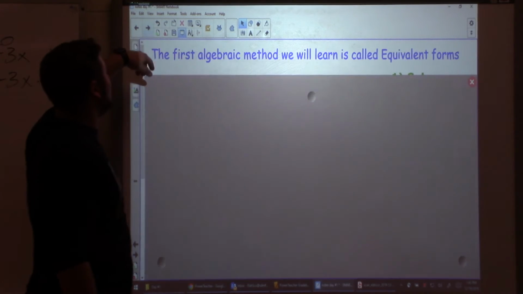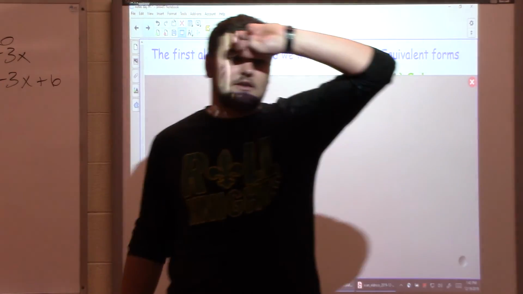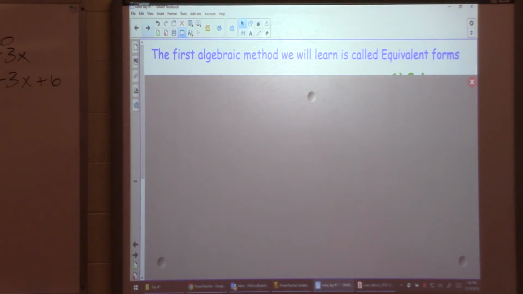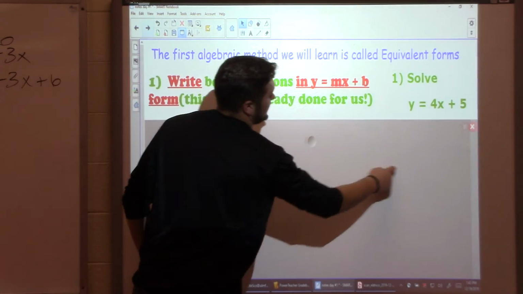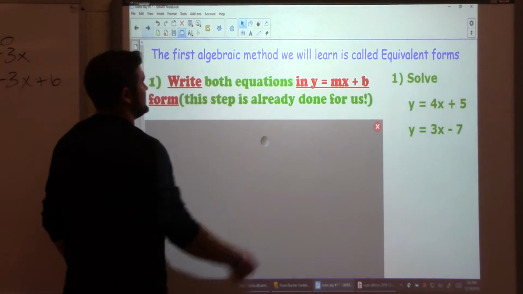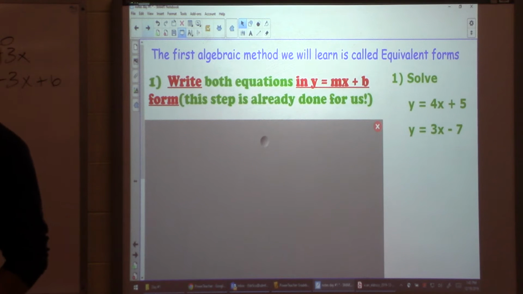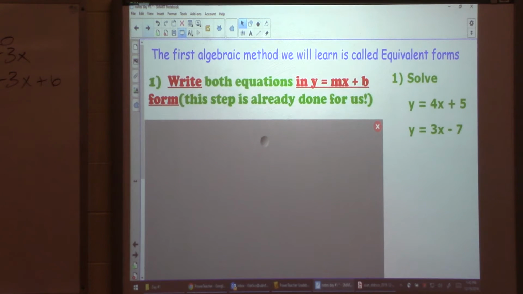Alright, so, guys, quiet. So, we're going to learn two algebraic ways. So we just talked about graphing. Two algebraic ways. First one's called equivalent forms. What you're going to do is write both equations in y equals mx plus b form. Now, 99% of the time, this will be done for you. They'll both be equal to the same thing, either it's y, it's x, it's z, whatever variable you're using.